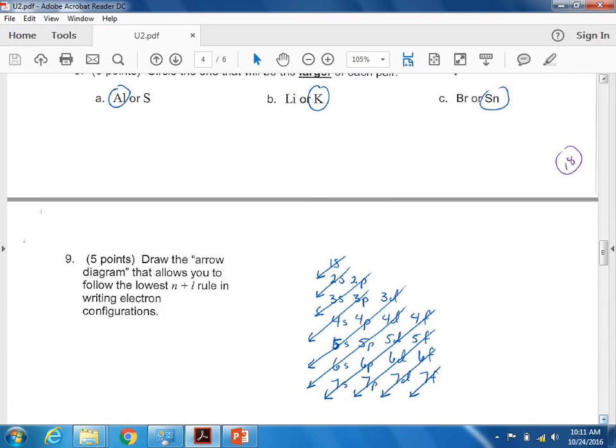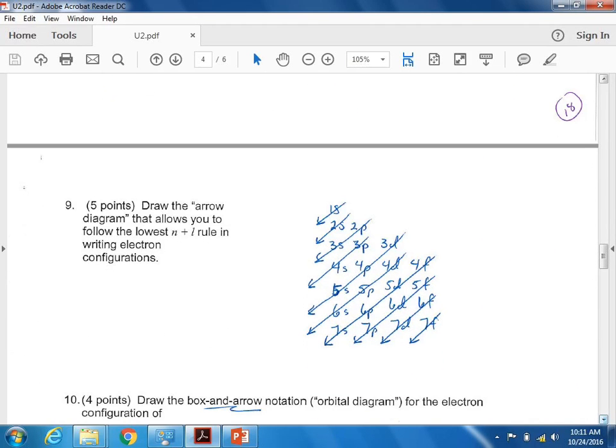All right. So then number 9, you need to draw the arrow diagram. I can't remember this semester. Usually there's maybe one student who draws the arrow diagram and it's not quite exactly right, and then they use the arrow diagram and apply it to their electron configurations. And I try to kind of catch that and give you a breakdown below.